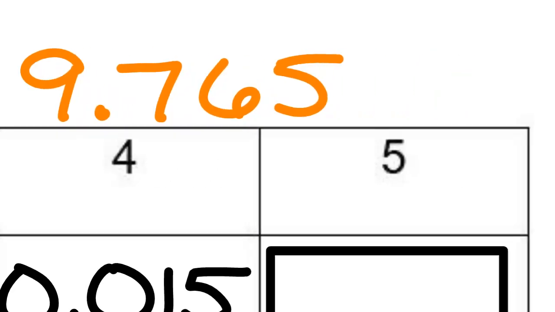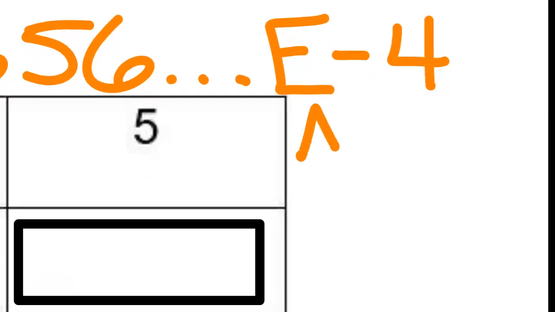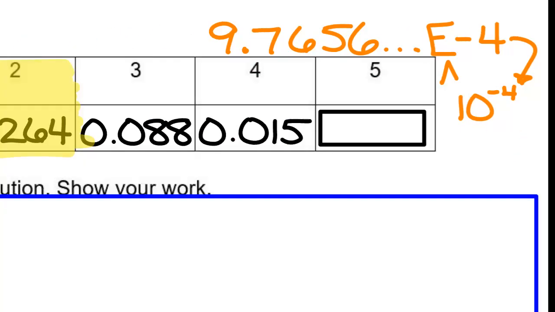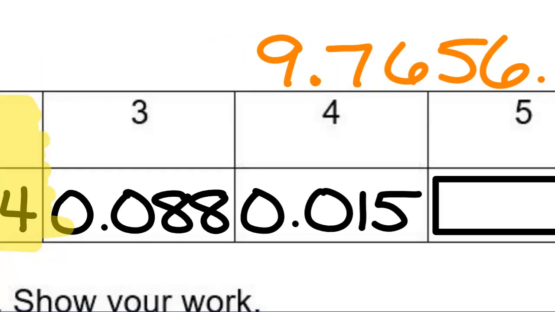9.7656 something something something. And then it has E and -4 like this. Does that look about right? This is scientific notation. When you see that E right there, that is 10 to the power of whatever this number is. That tells me that the decimal point got moved. And that negative tells me that I have to move that decimal point to the left. That's the negative telling me left. And it tells me how far I have to move it.